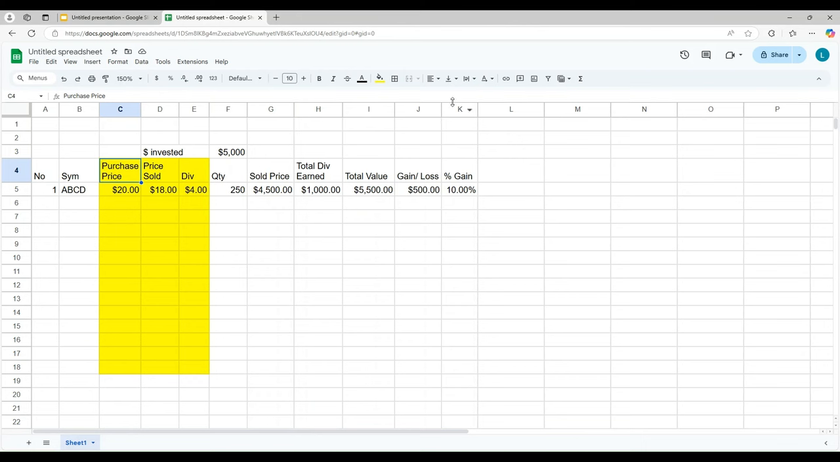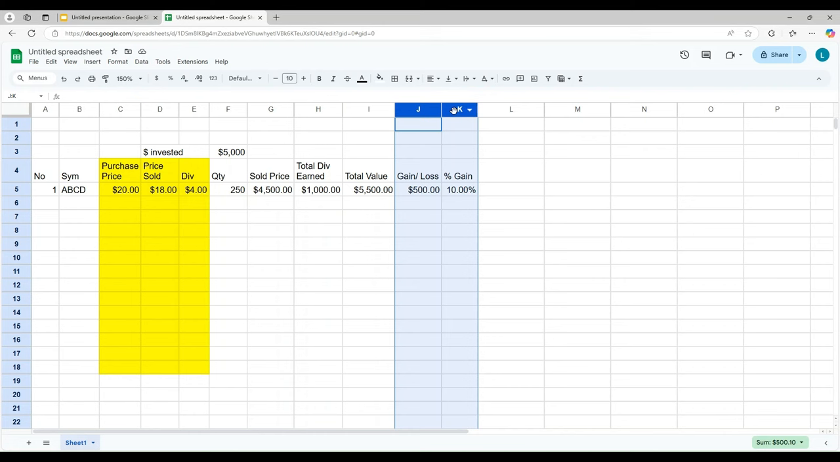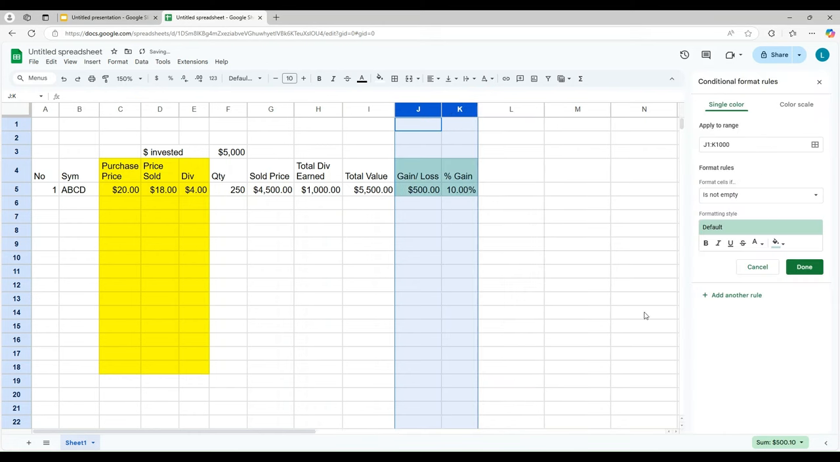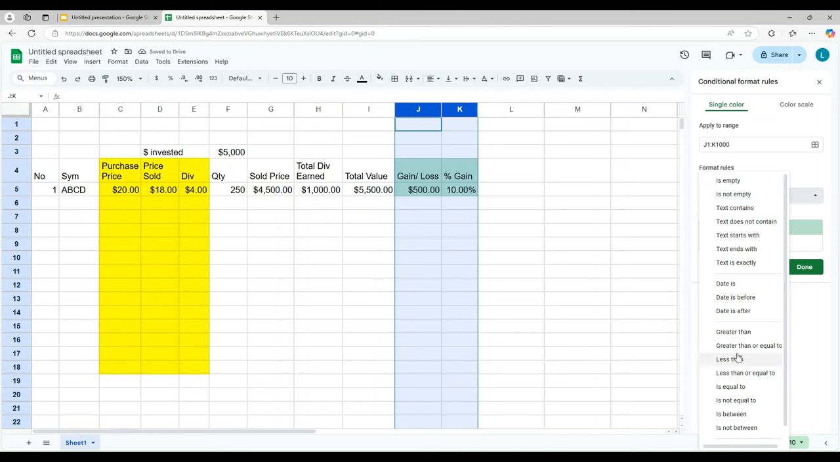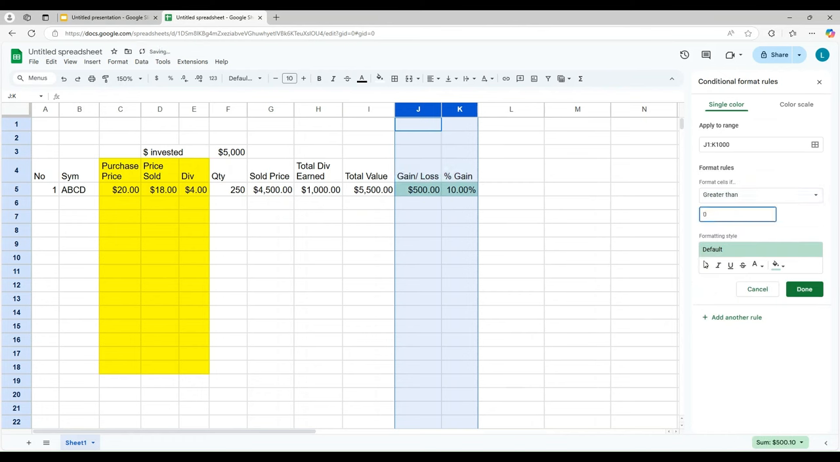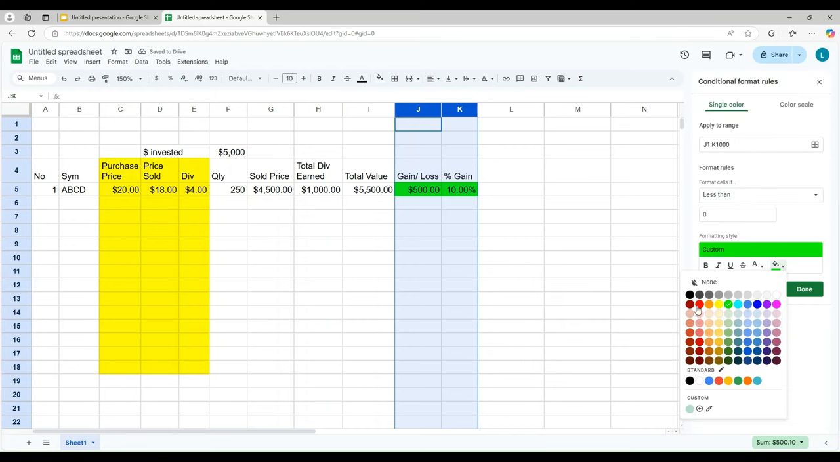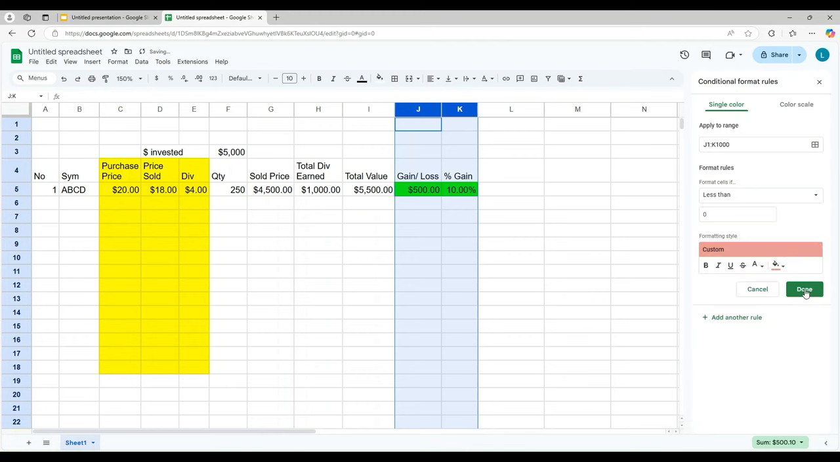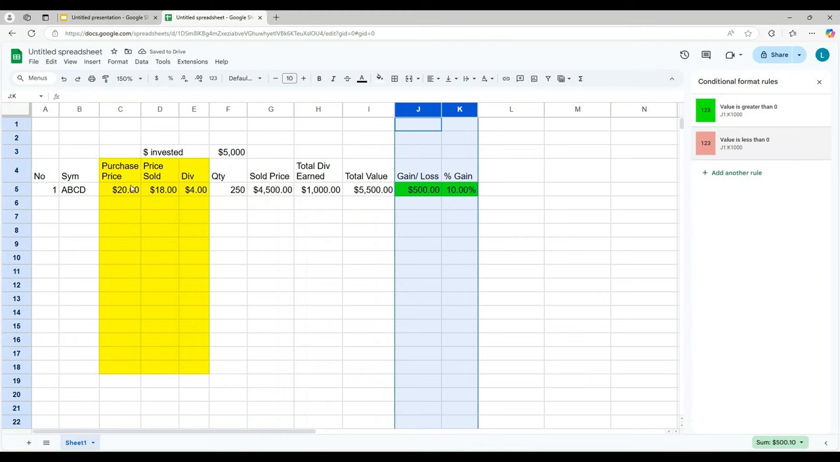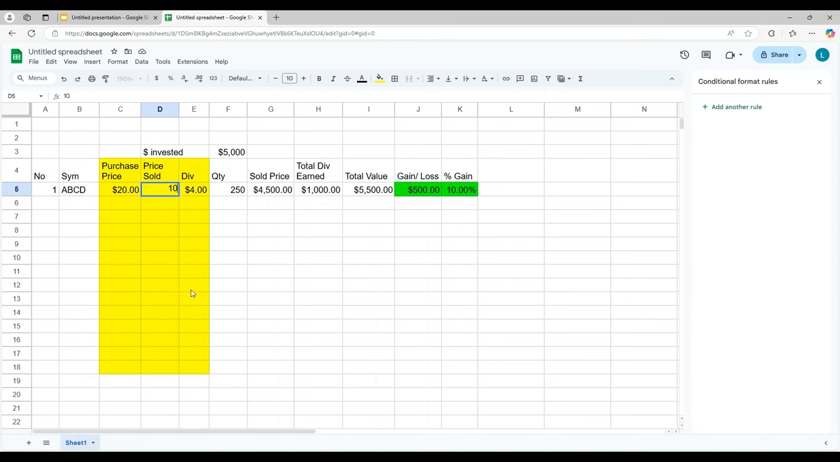Now, here's what you're going to do. Let's do one more thing. Let's do the conditional formatting. If I have a gain, let's say it's greater than zero, I want it to show up as green. If it's less than zero, I want to show it as red. So if it's a gain, it's going to show up as green. If it's a loss, it's going to show up as red.